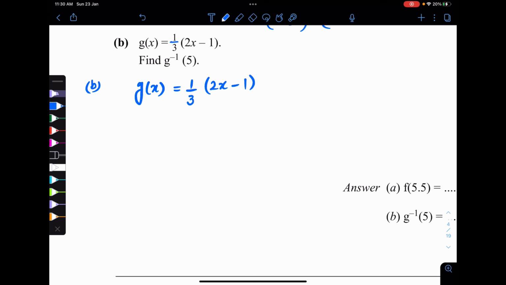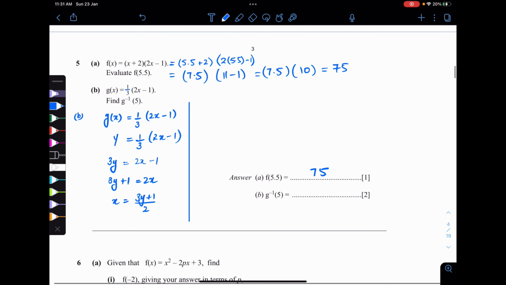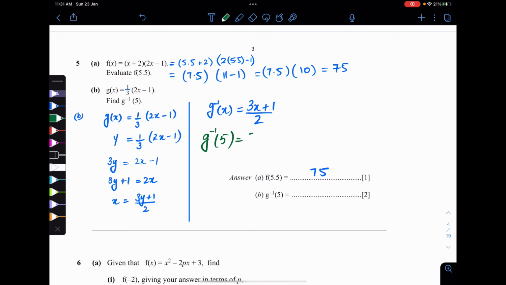So first of all, I'm going to try to find g inverse. I'm going to replace y over here. y is equal to 1 by 3 times 2x minus 1. 3y is equal to 2x minus 1. And 3y plus 1 is equal to 2x. And x is equal to 3y plus 1 divided by 2. Now, let's see. g inverse of x will be equal to 3x plus 1 divided by 2. Now, we are required to find g inverse of 5. g inverse of 5 would be 3 into 5 plus 1 divided by 2. So that's going to be 16 divided by 2, that is 8.